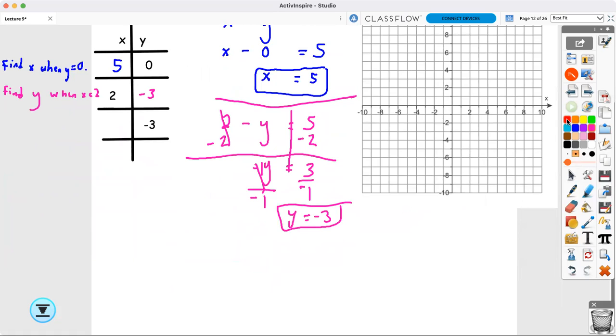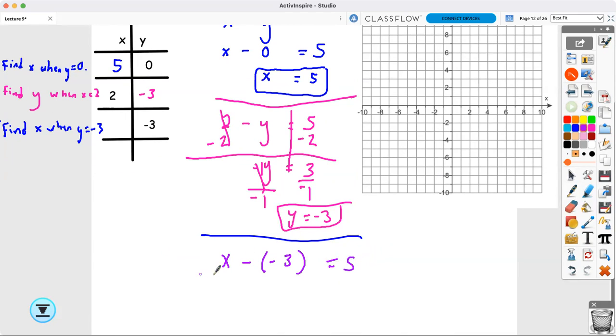So now we're on the last row of the table. We don't know X when Y is negative 3, so we're going to find X when Y equals negative 3. So we have the formula X minus Y equals 5. So X minus negative 3 equals 5. Can someone tell me what happens when we have two negatives?